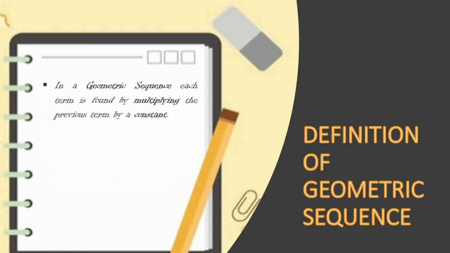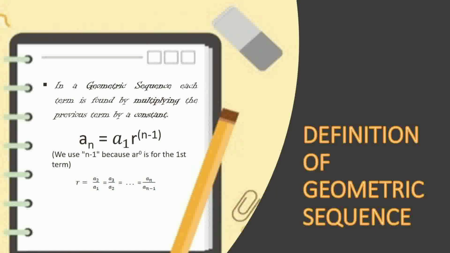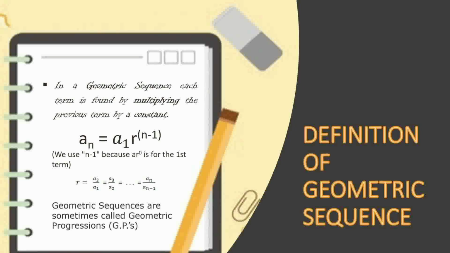Definition of geometric sequence. In a geometric sequence, each term is found by multiplying the previous term by a constant or a fixed number, which is also known as common ratio. So the formula a sub n is equal to a sub 1 times r raised to n minus 1, where a sub 1 is the first term and r is known as the common ratio. In arithmetic sequence, r is known as the common difference, while here in geometric sequence, r is the common ratio. So we can find common ratio by dividing the term by previous term. Geometric sequences are sometimes called geometric progressions.